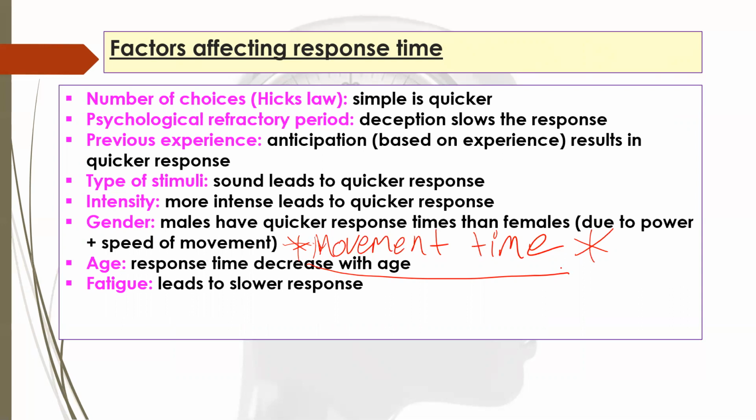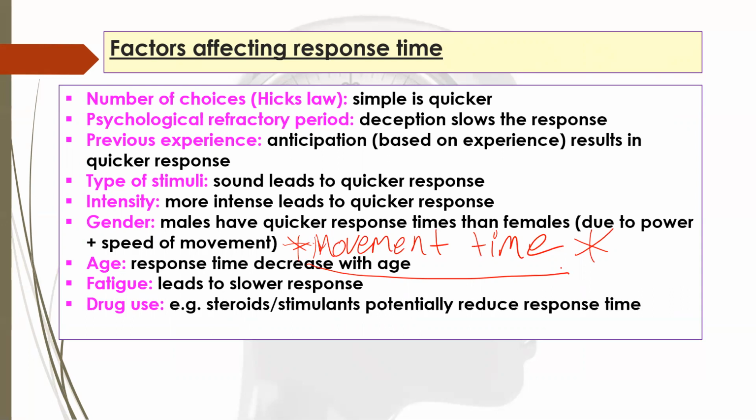Fatigue, so extreme tiredness, maybe later in the game, or things like a lack of fluids, that's going to lead to a slower response. Things like drug use, while it's not legal, the intended benefit is that things like steroids and stimulants will potentially reduce your response time. So you're actually going to react quicker because you've taken on board these performance enhancing drugs.